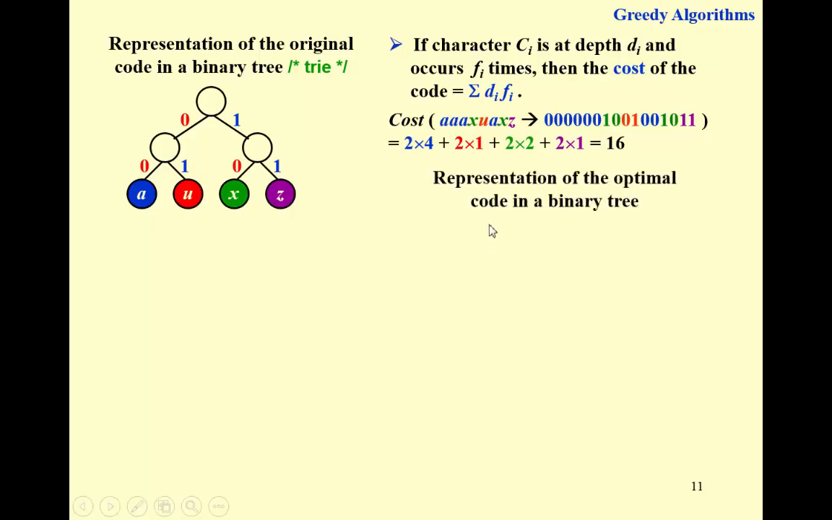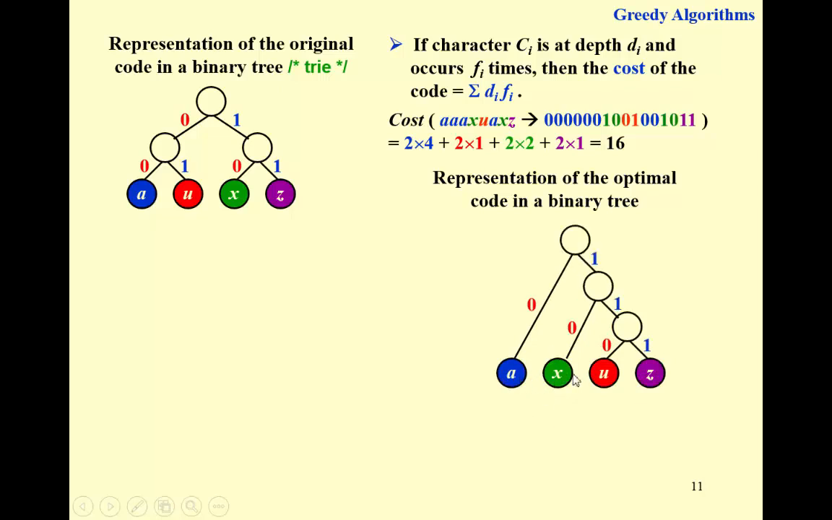So how about the optimal solution? To represent the optimal code in a binary tree, the tree looks like this. Notice that these 4 characters are actually sorted according to their frequencies, right? A is 1 with the highest frequency, and therefore that one corresponds to the shortest code. It's 0, right? X has the second largest frequency, and therefore it's here. It's 1, 0. U and Z have the same frequency, so they have the same code length.